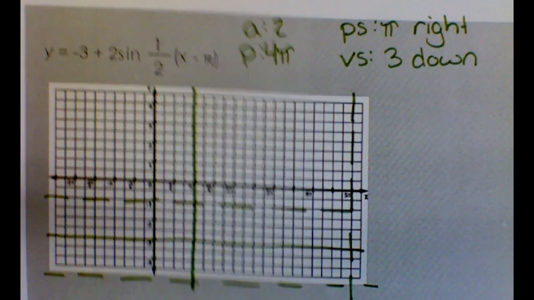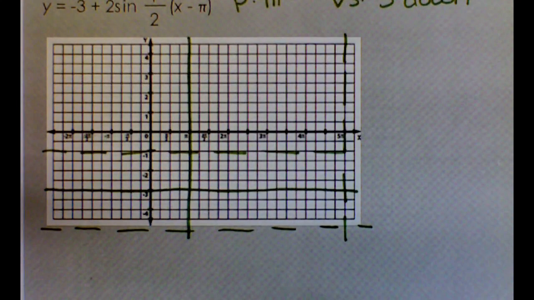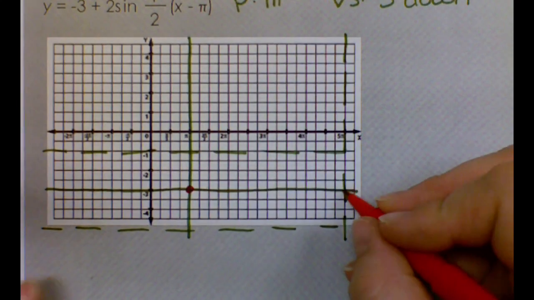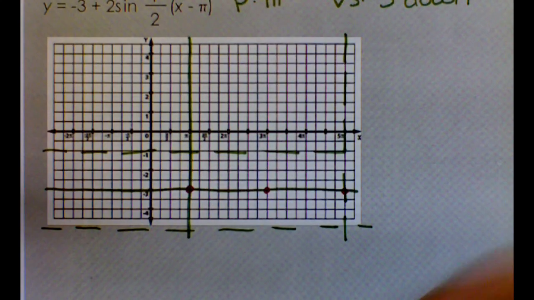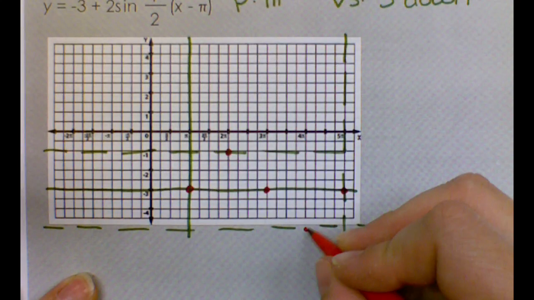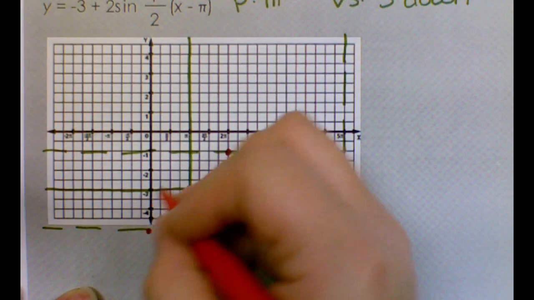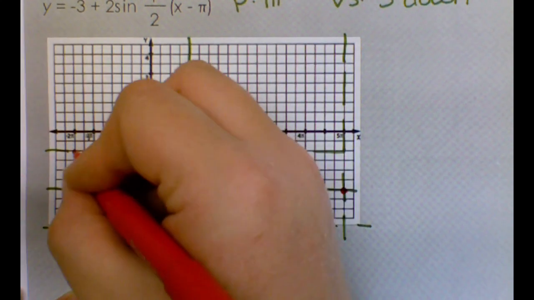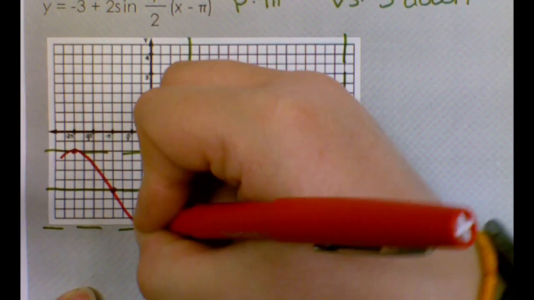Now I look, it is sine. Sine starts at 0, ends at 0, middle at 0. Instead of 0, we're using -3. And it goes up first, and then down. Follow my pattern. And we have our graph.